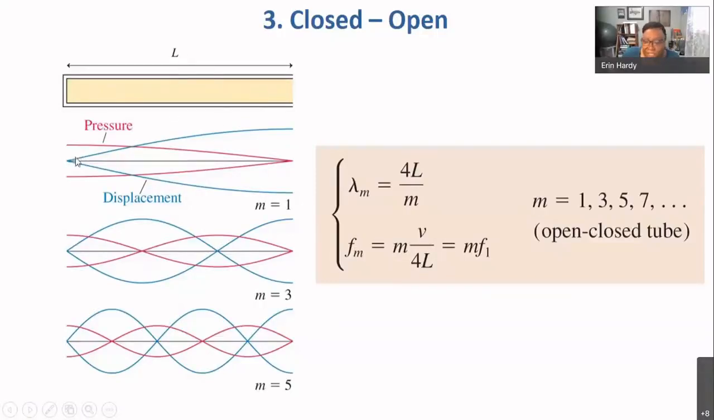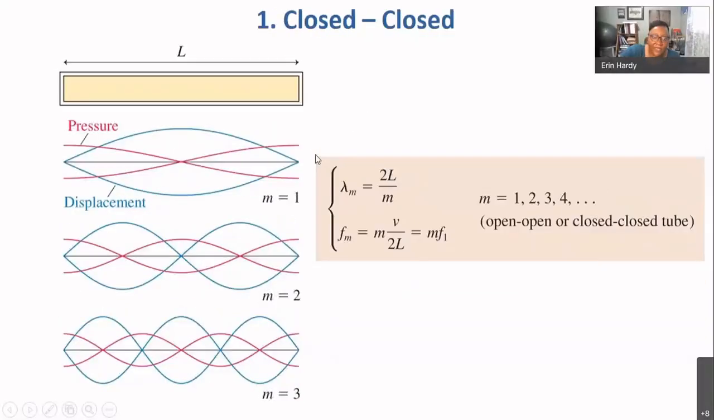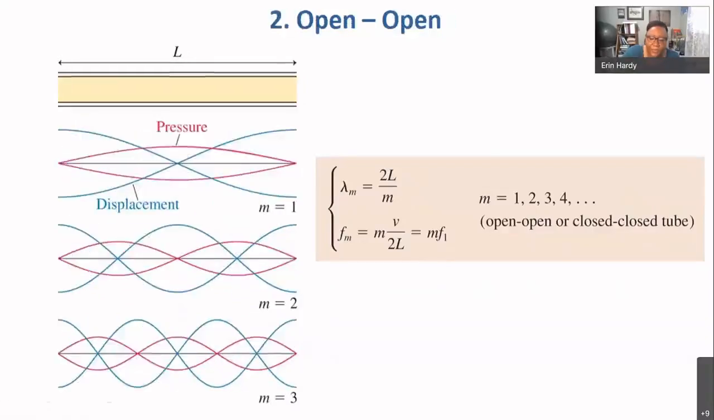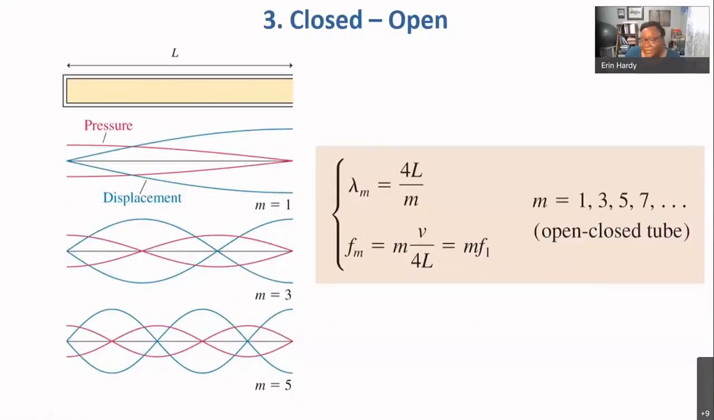So in other words, if we look at this displacement curve, we've got a node on this side, an antinode on that side. This tube would have to be twice as long just to hold a half wavelength, like we saw with the closed, closed tube. So the difference here is that lambda is going to be 4 times L over m. That's going to explain why there's a 4 in the denominator here.